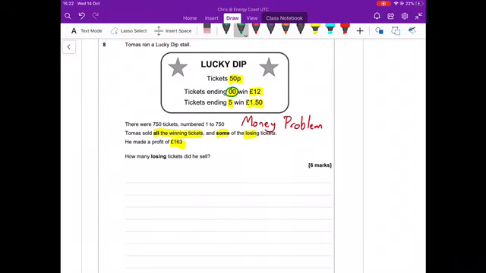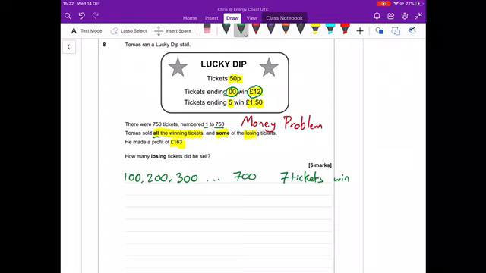Tickets ending in 00 win £12, and it says that he sold all of the winning tickets. So he sold all of the tickets that end in 00. And the tickets went from 1 to 750. So the first one that would win would be ticket number 100, and then 200, and then 300, and so on, all the way up to 700, which would be the maximum one, okay? So there are 7 tickets that win, how much do they win? £12 each, okay? So that's the easy bit, or the easier bit.